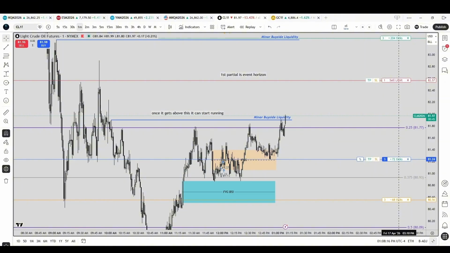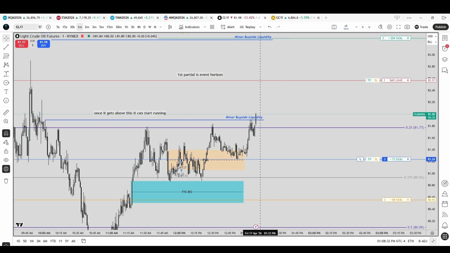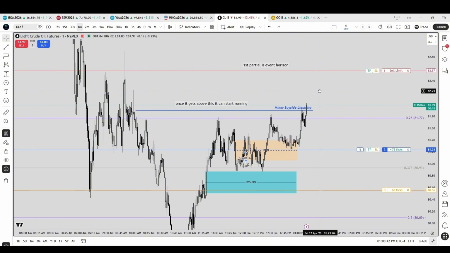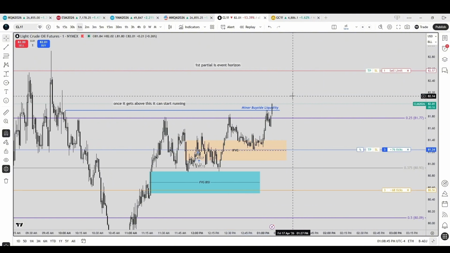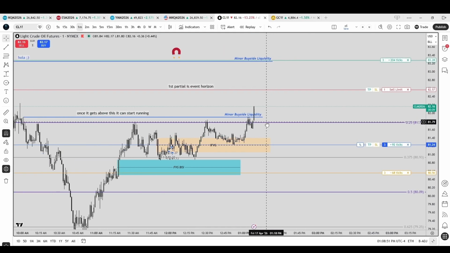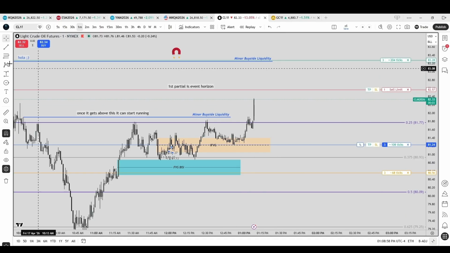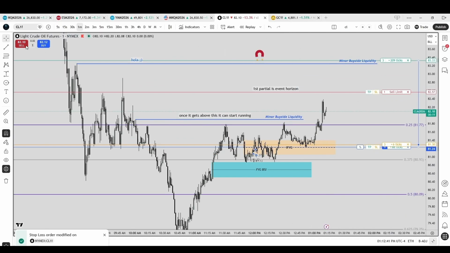Alright, so now price managed to pass through. So we can see how price would react over here. So this speed is nice. Right now we got the speed as we said. Once we get above there, we can see Fill interacting.